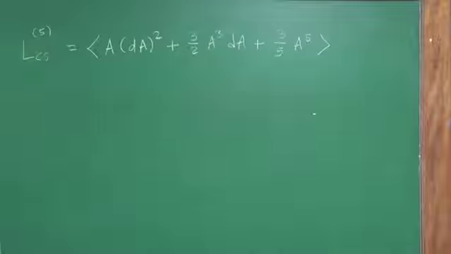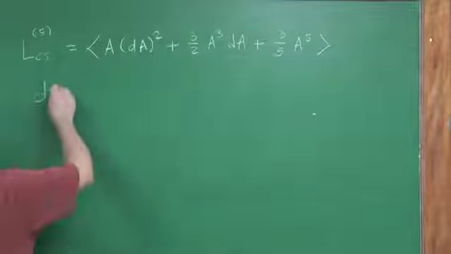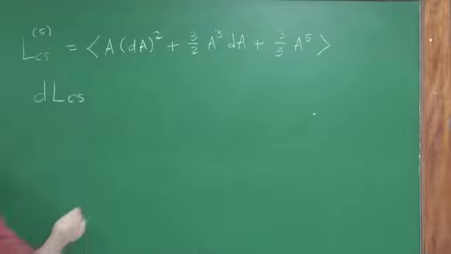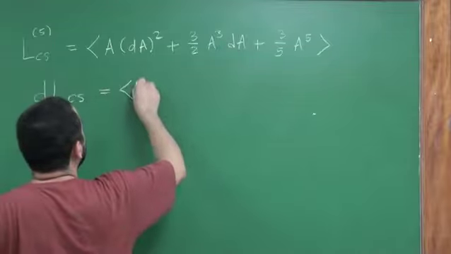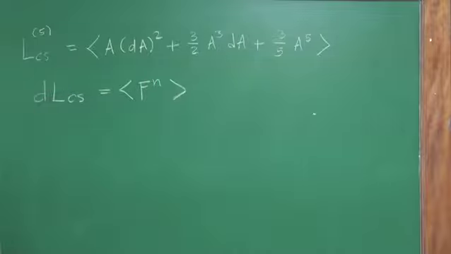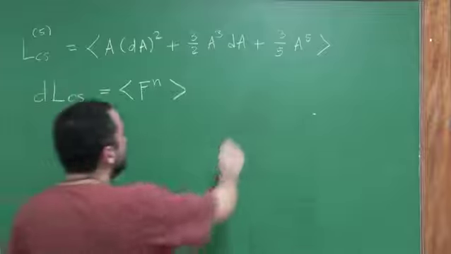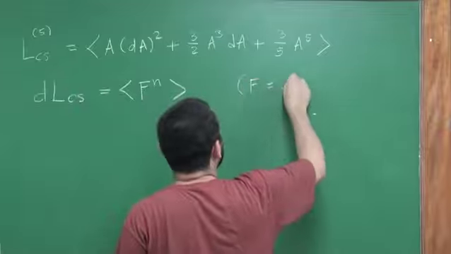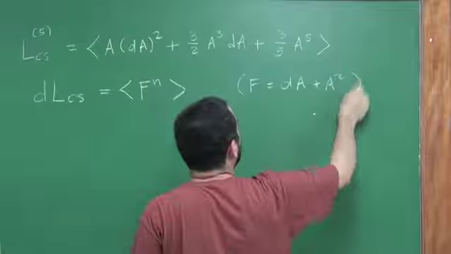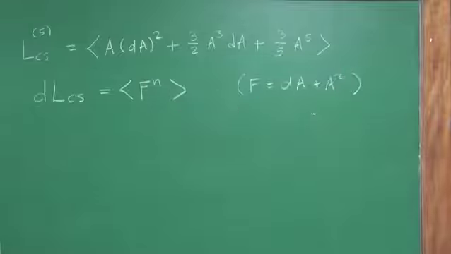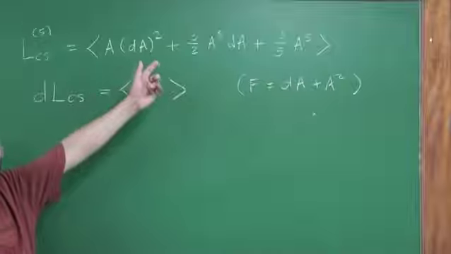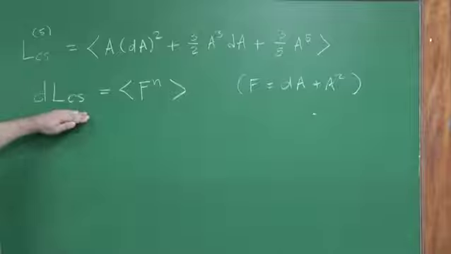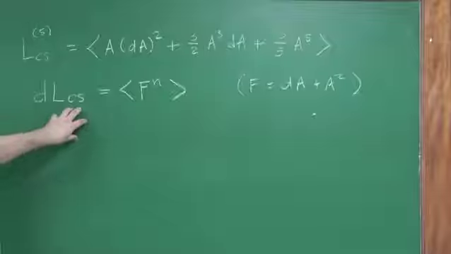Actually, these coefficients come about because if you take the derivative of a Chern-Simons Lagrangian, it gives you this, where F is the curvature. And this is a topological invariant. So the Chern-Simons Lagrangians have this property that their derivative is a topological invariant.